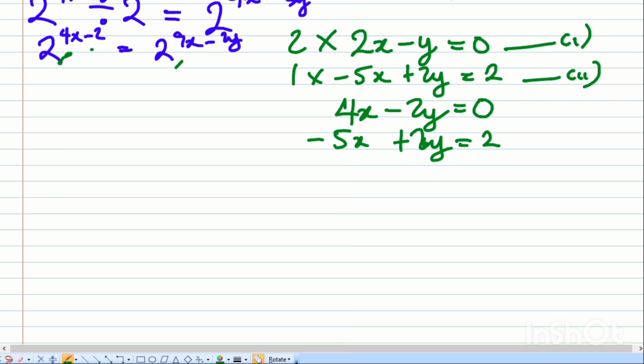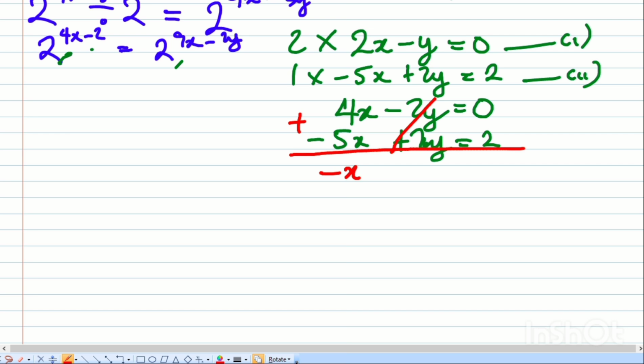So now to eliminate y, when the signs are not the same, you see that the sign of y here is negative and the sign here is positive. So we are going to add. Anytime the signs are not the same, you will add to eliminate. So we have 4x plus minus, see, this plus minus will be minus. So we have 4x minus 5x. So 4x minus 5x will give me minus x.